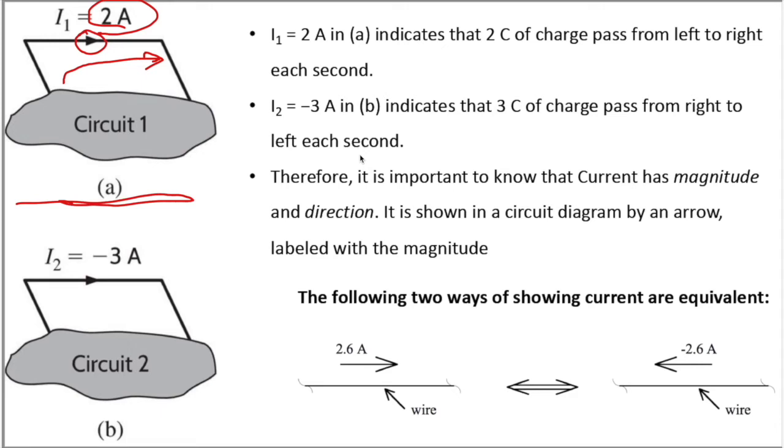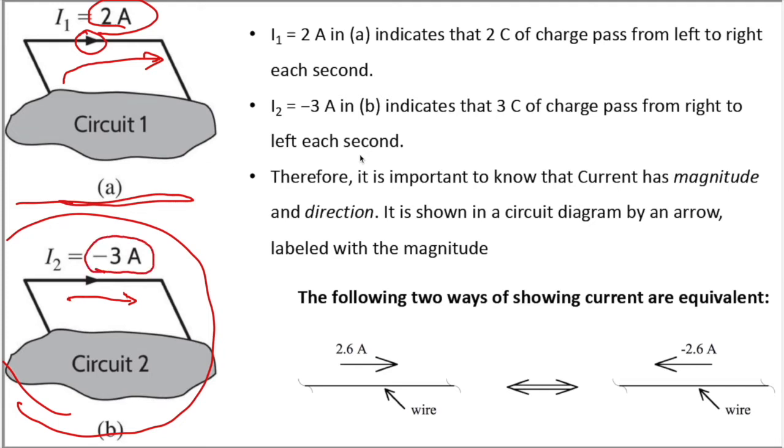The second figure, figure B, the arrow of the direction is also from left to right. However, the current is a negative value. This negative sign means that the direction of the actual current is opposite to the direction of the reference current. So the actual current is 3 ampere from right to left. So it indicates that 3 coulomb of charge passes from right to left.